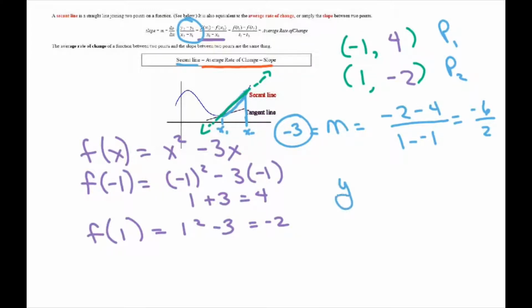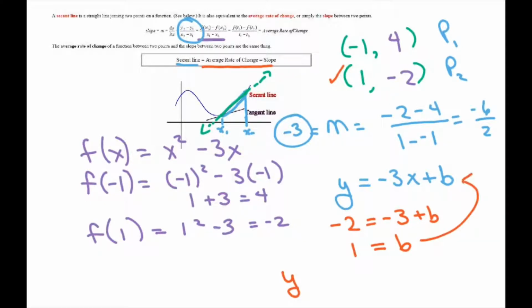To write the equation of the secant line, we're going to write -3x plus b, slope-intercept form, and plug one of these points in. I'll plug in this one. So y is -2, and 1 times -3 is -3 plus b. Add 3 to both sides, you get 1 equals b. So your equation of your secant line is y equals -3x plus 1.